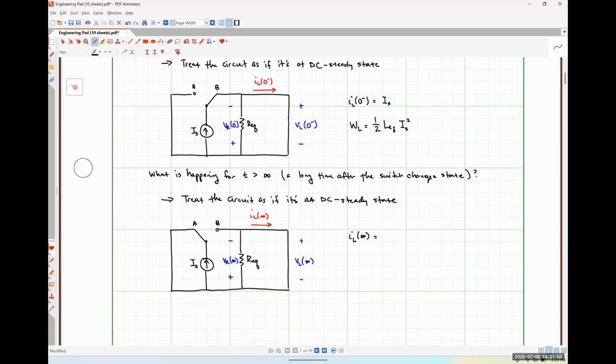Isn't it just zero? Negative IS? So it's not going to be IS. Whoever said it was 0, which I think was Colin, is correct, right?